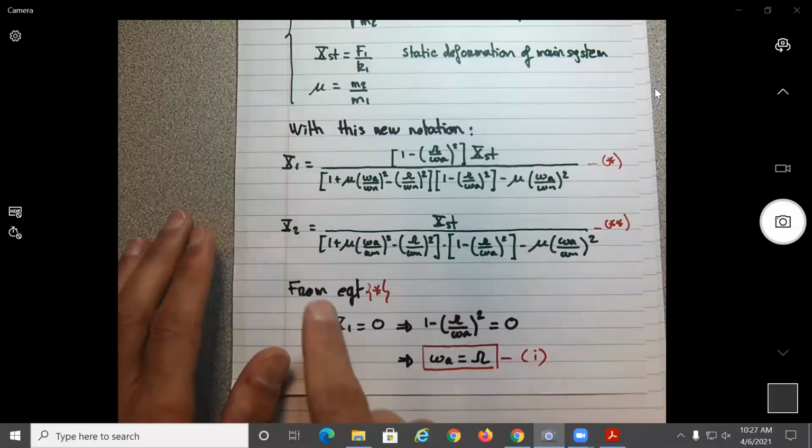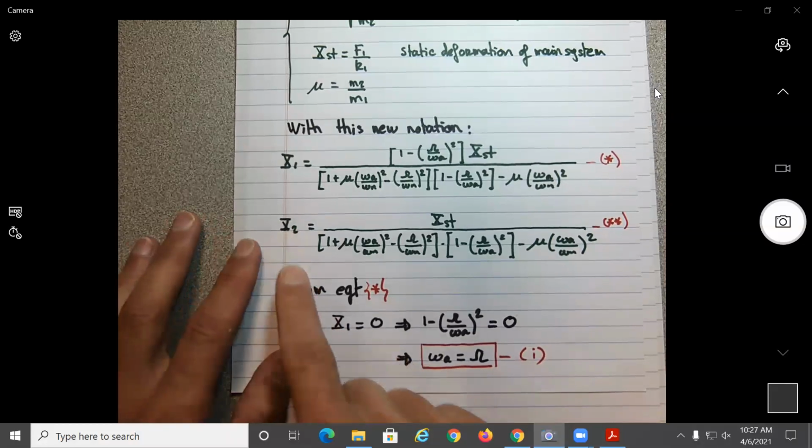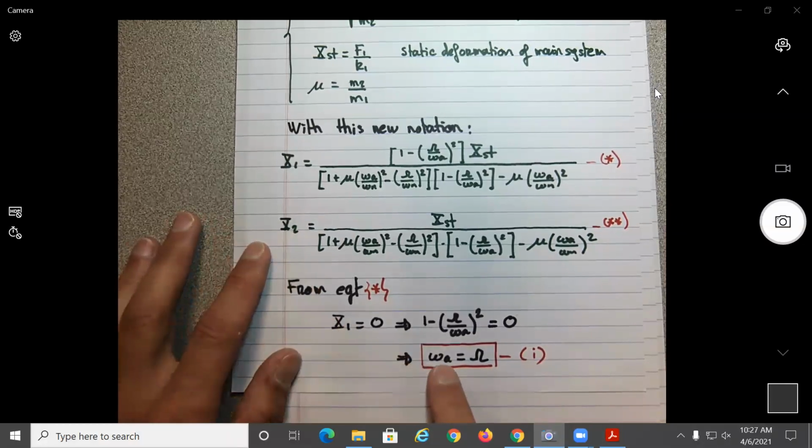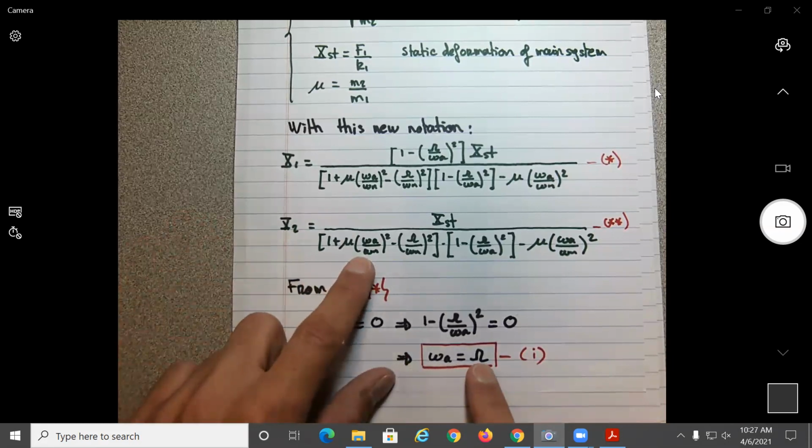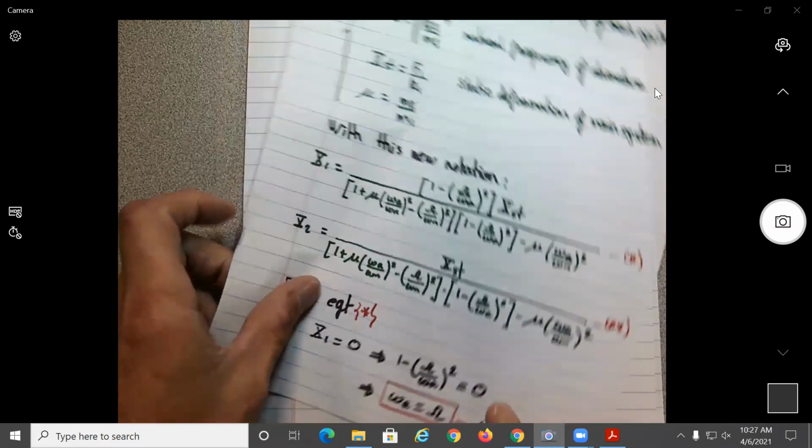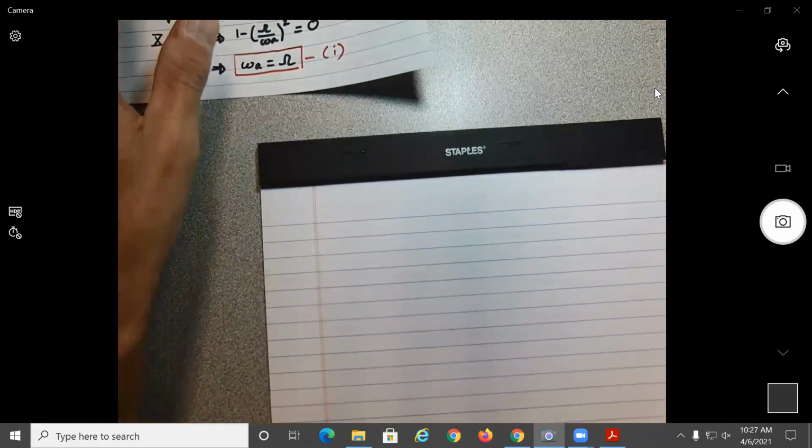So now in order to find the deformation X2, we need to substitute this omega sub A for the absorber, we substitute it by the force frequency capital omega into this equation, okay? So we do that. So next.